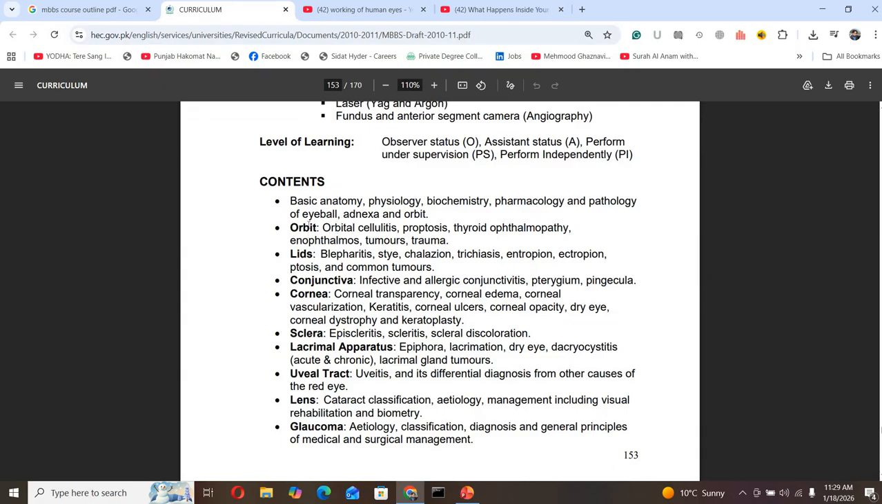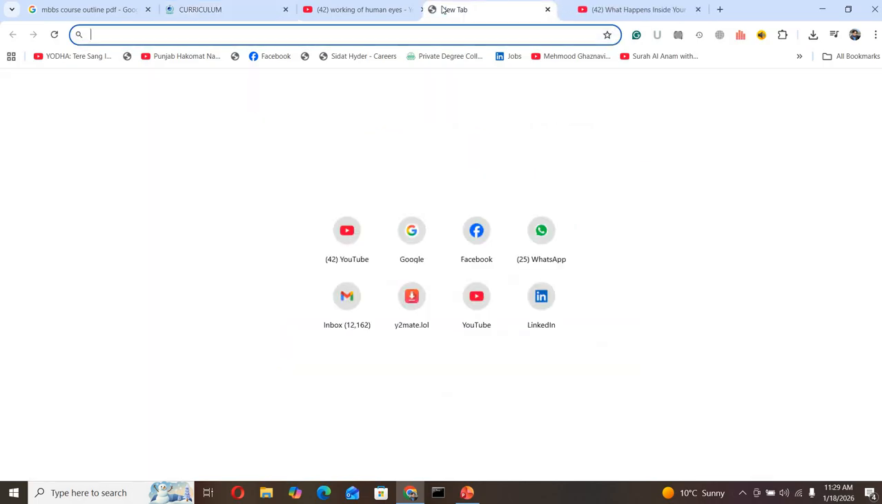So the orbit is the structure in which the eye is enclosed, and it has the following diseases and problems associated with it. Lids are the outer layer of the eye. Conjunctiva. Let's study what the conjunctiva really is.